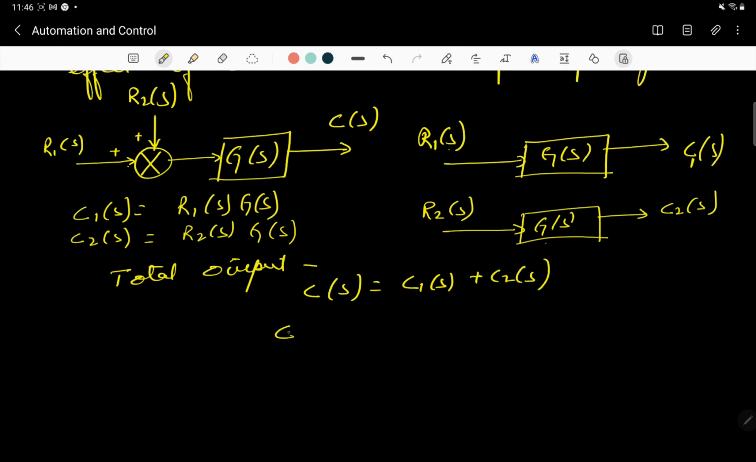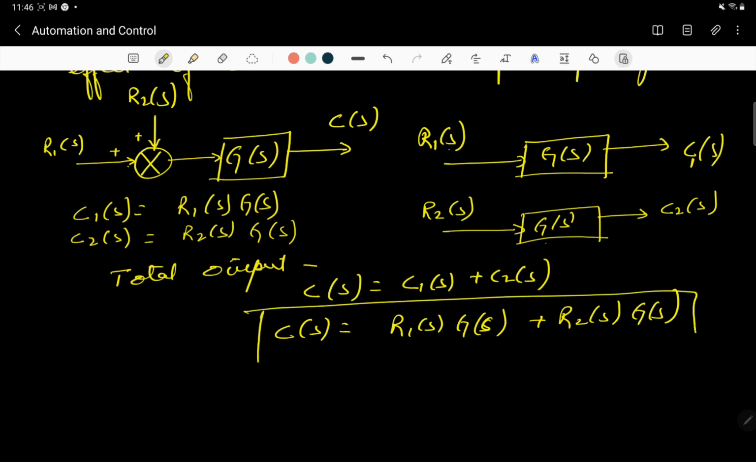This will give you C(s) equals R1(s) G(s) plus R2(s) G(s). So this is the total output when two individual inputs are acting on one transfer function.